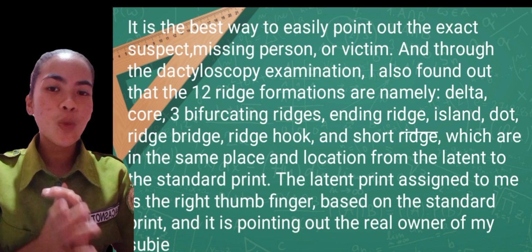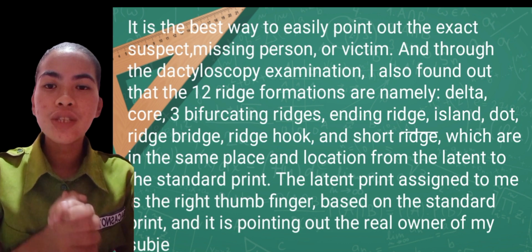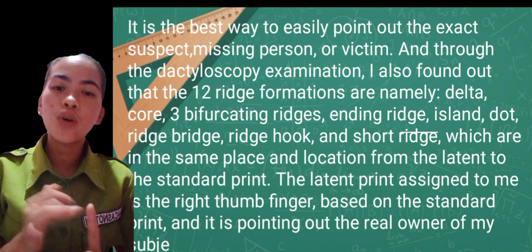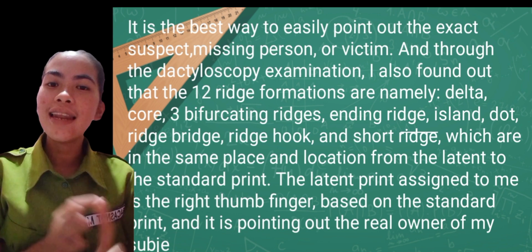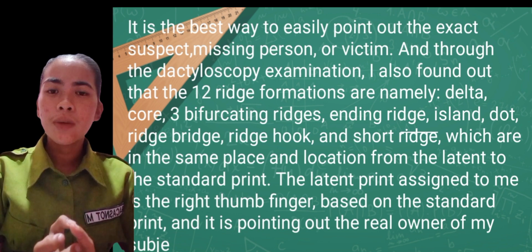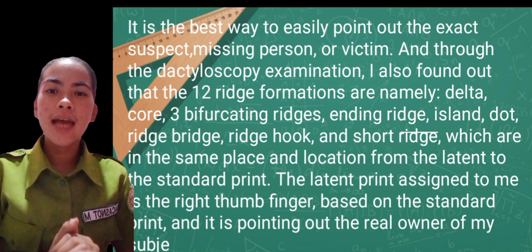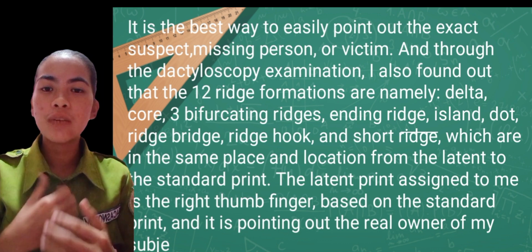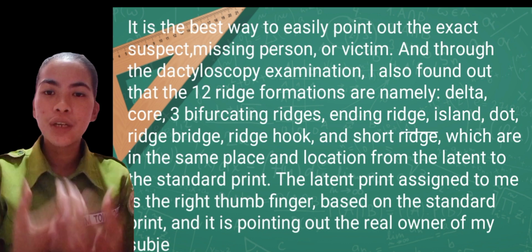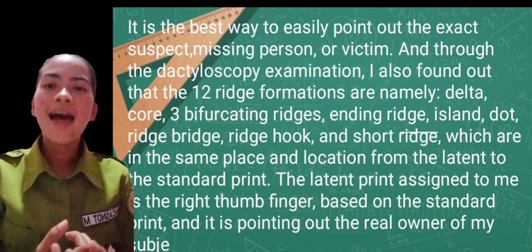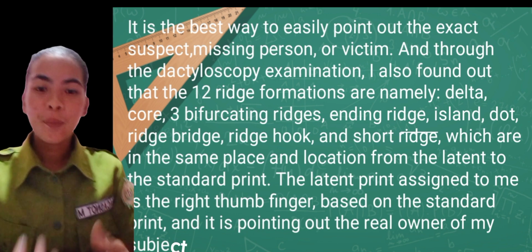And through the dactyloscopy examination, I also found out that the 12 ridge formations are namely the delta, core, 3 bifurcating ridges, ending ridge, island, dot, ridge bridge, ridge hook, and short ridge, which are in the same place and location from the Latent to the standard print. The Latent print assigned to me is the right thumb finger based on the standard print, and it is pointing out the real owner of my subject.